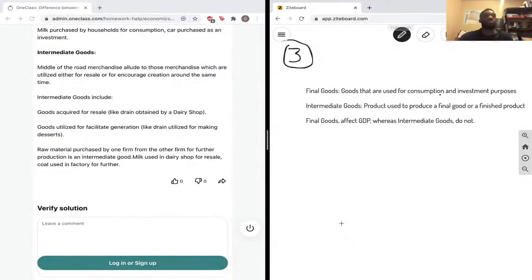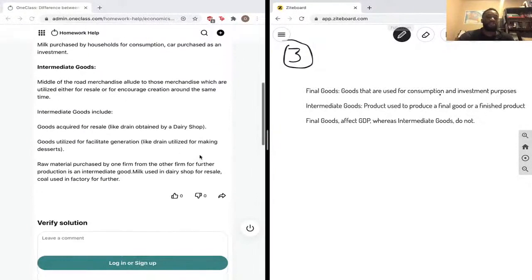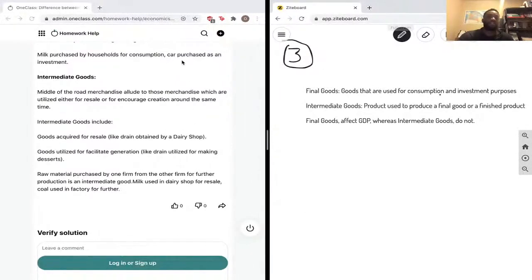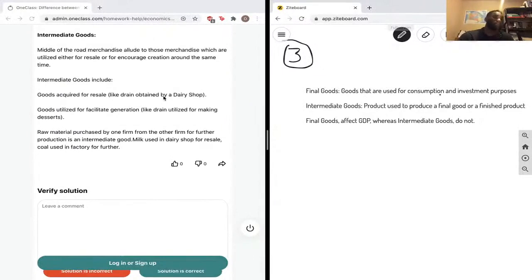So milk would basically be seen as their cost of production. It will be one of their inputs of production. It's not necessarily the final good, but it's used for production. So milk used in a dairy shop for resale, and coal used in the factory for further use. And another example, going back to the car situation, let's say a car selling company purchased tires for the car that they're manufacturing. Those tires would also be considered an intermediate good because, again, they're being used to produce the final good, which is the car. So this is correct.